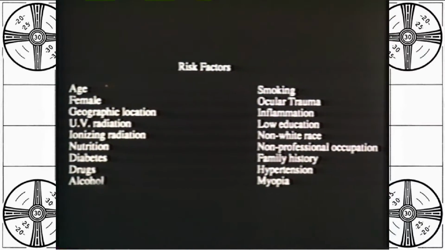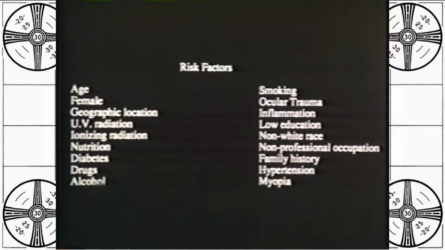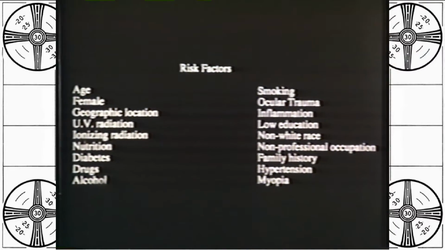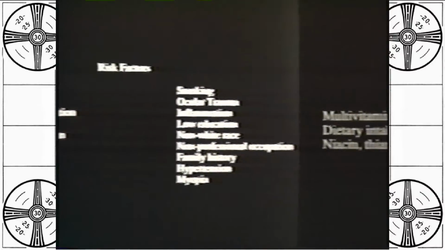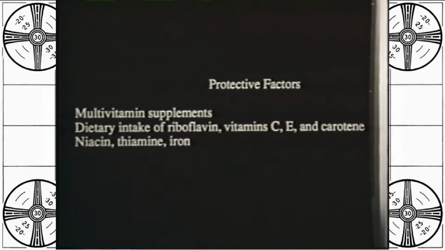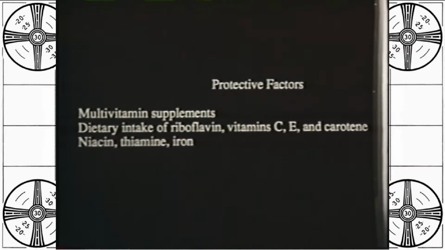Studies have shown that risk factors for cataract are age, female sex, geographic location, particularly near the sun and UV radiation, ionizing radiation, nutrition, diabetes, drugs, alcohol, smoking, trauma, etc. It's been associated with low socioeconomic indicators. Some protective factors that we've been finding out are multivitamin supplements, dietary intake of riboflavin, vitamins C and E, and carotene, the antioxidants, and niacin, thiamine, and iron.